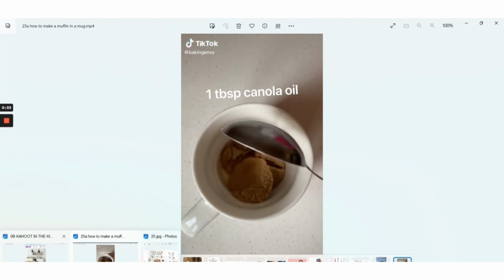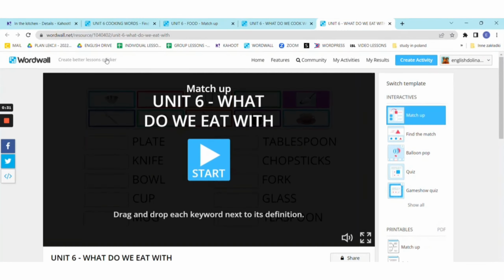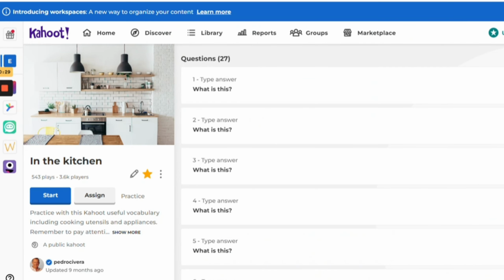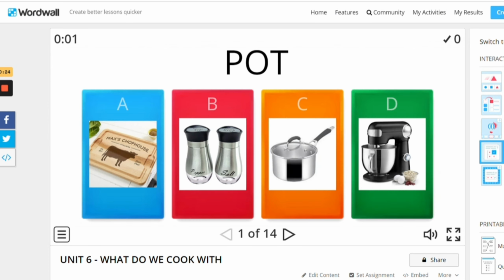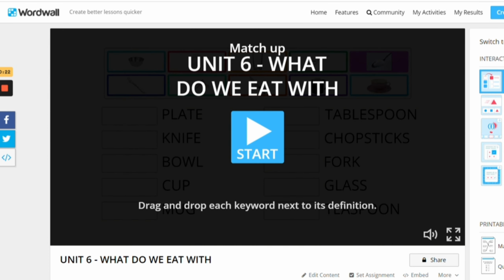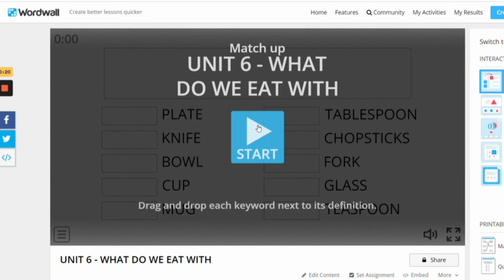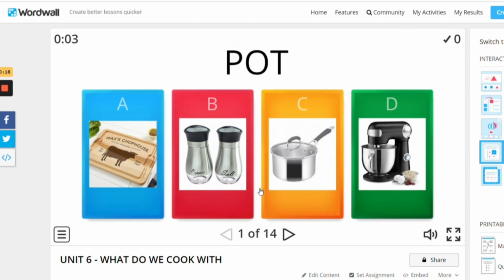After that, of course, we have our platform where we have different games. We have Kahoot, which is publicly available. We have Word Wall, where you have different quizzes in which you can do with your students for them to remember and make sure that they have understood all the vocabulary.